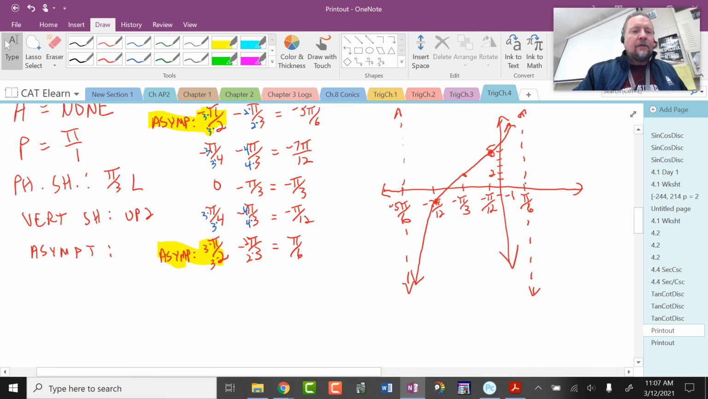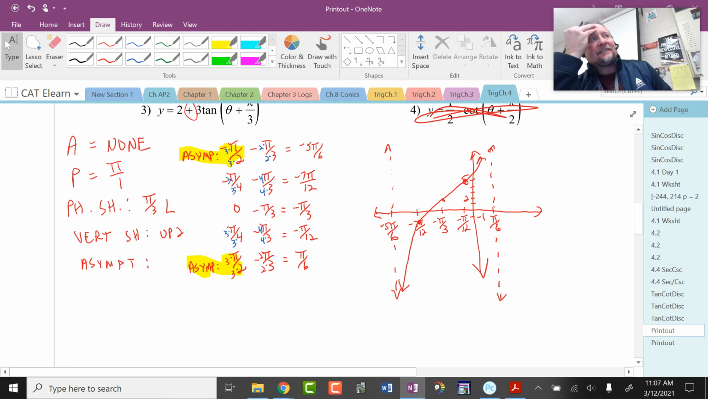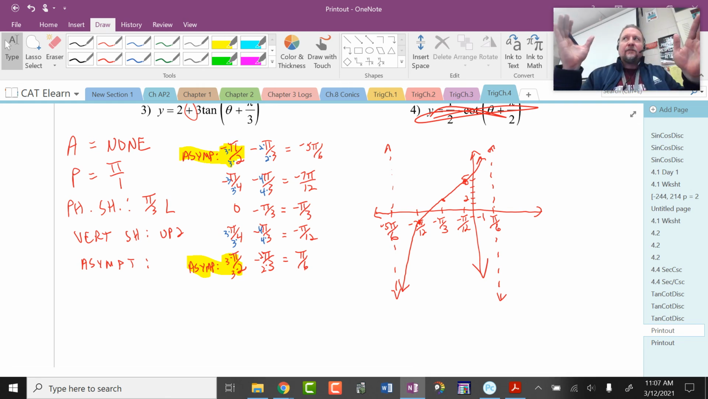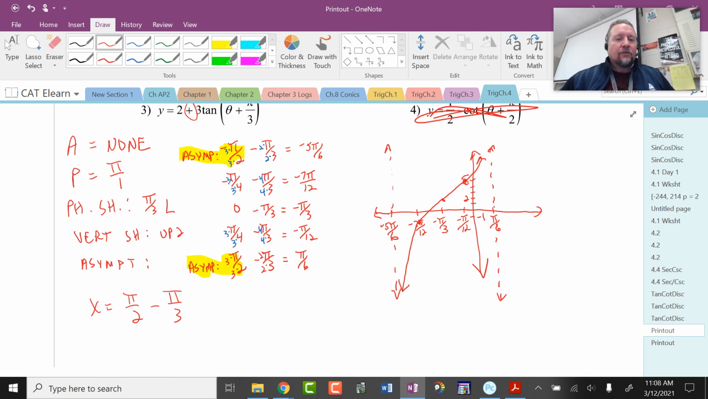All right, and then asymptotes. Here's how you can get the asymptotes without graphing. Oh, it's tough though. Period's π. Half of π is π over 2. That's where my asymptote is. Oh, but then I have to subtract π over 3. So my first asymptote is π over 2, half the period, and then π over 3 shift. That's how you can find an asymptote without graphing, just understanding how the asymptotes work.